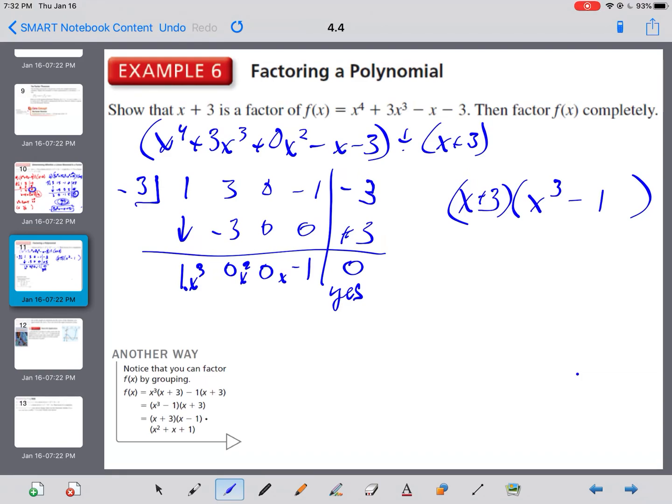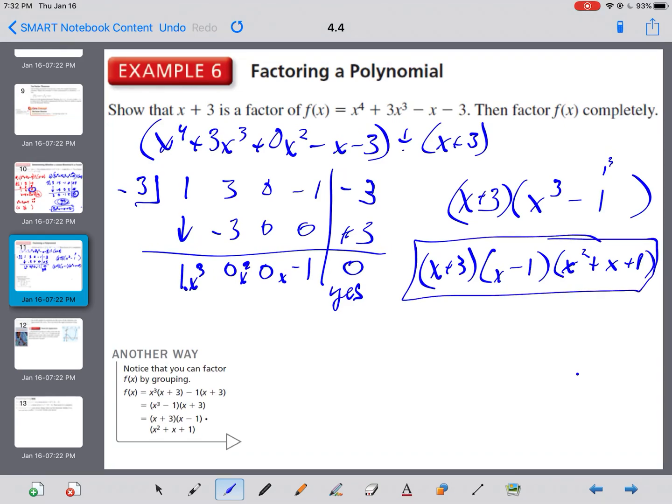Well, this is a cube minus something. We could do it as a difference of cubes because 1 is 1 cubed. So it's x plus 3 times a little parenthesis that matches, times a bigger parenthesis that's opposite, and then plus at the back. x and a 1, x squared, x, 1 squared is 1. And we are factored completely.